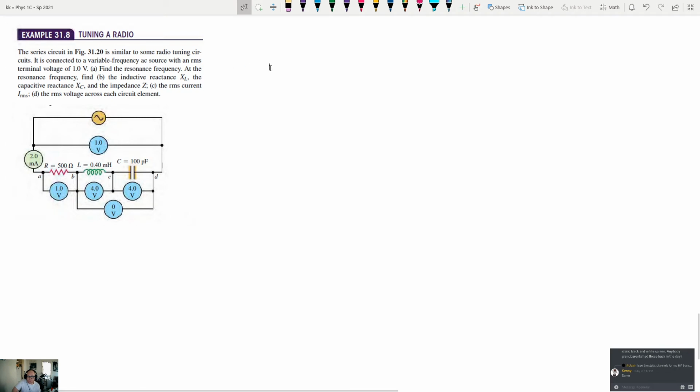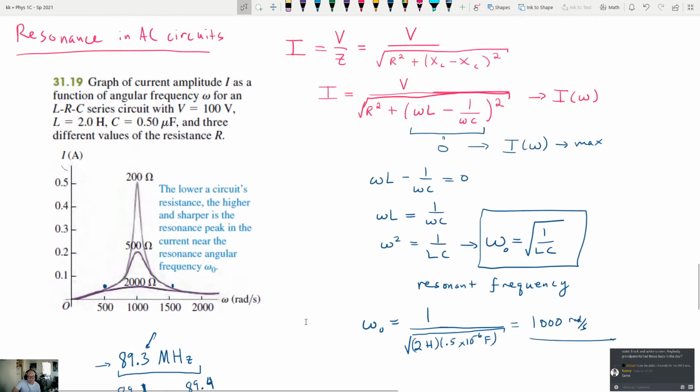Okay, so let's look at this problem right here that we want to solve. It says the series circuit is similar to some radio tuning circuits. It is connected to a variable... Oh, I left something out completely here. We want this quantity to be equal to zero, right? And I said that happens when the frequency that you tune the circuit to is equal to this. It happens to be the case when you do that, that XL and XC are equal to each other. That's one thing that I left out. Basically, you want these things to be equal to each other.